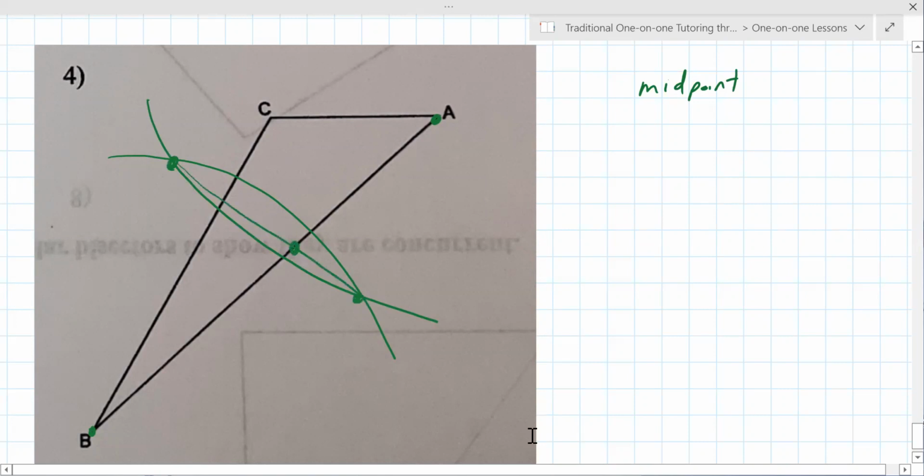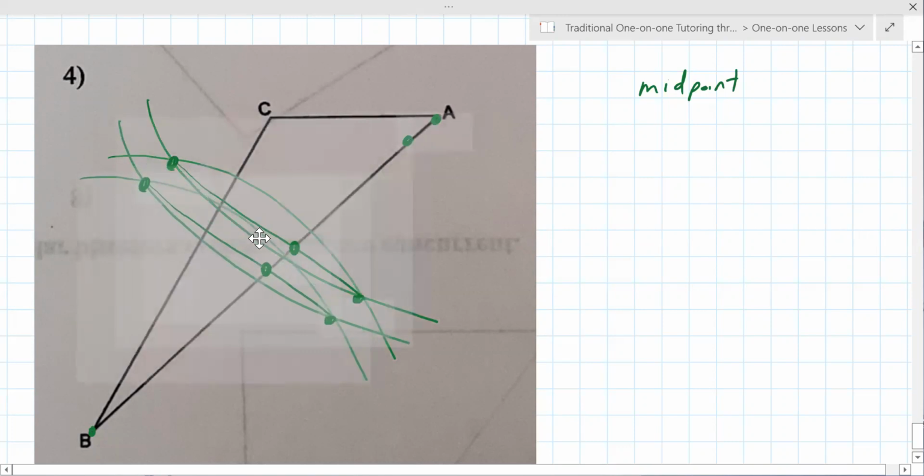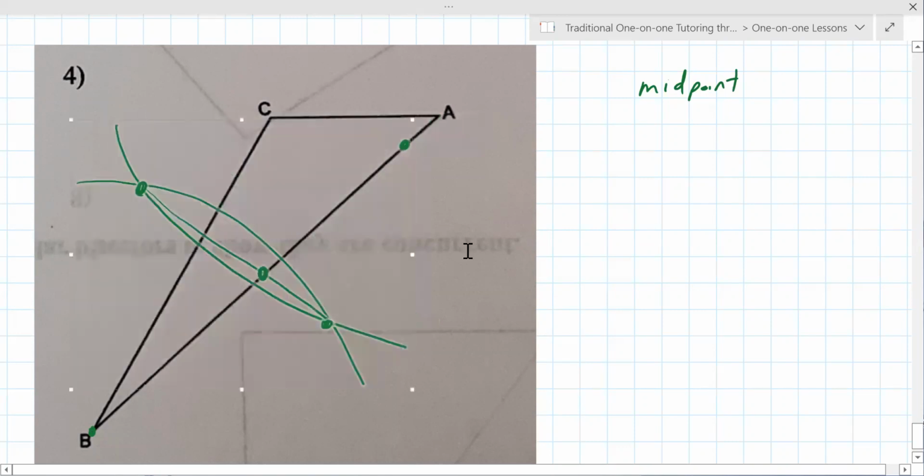Now that's not quite to scale, so I can cheat here with technology. Maybe there-ish. But what you're trying to figure out is the midpoint. Once you get the midpoint, it's exactly like we just talked about.